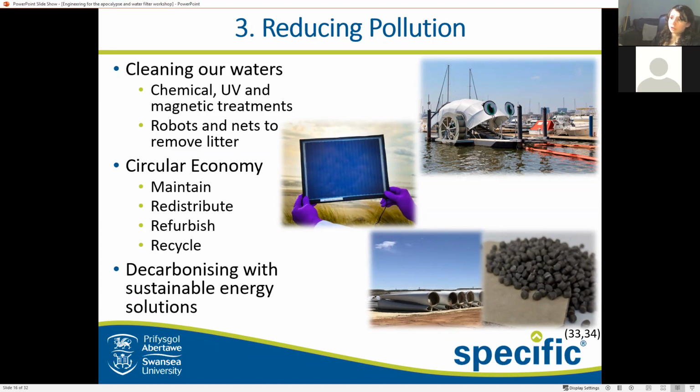So in this, we'll be looking at some chemical, UV and magnetic treatments, as well as some existing robots. I'll also be giving a brief overview of circular economy. So what is it and why is it really useful to try and minimize our carbon footprint? And then lastly, on the same theme, is how we can decarbonize by switching to sustainable energy solutions and also applying the circular economy. How can we make sure that, even when it's over, it doesn't have a lasting effect?